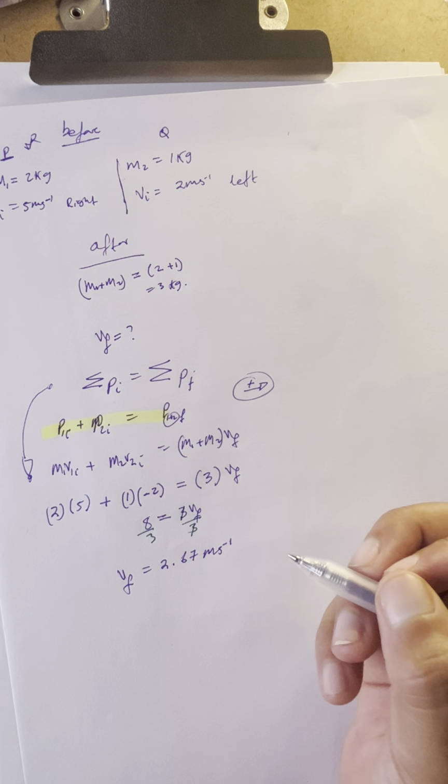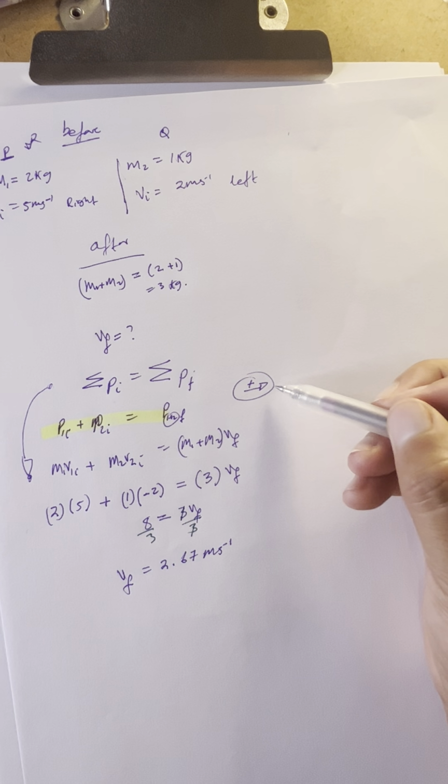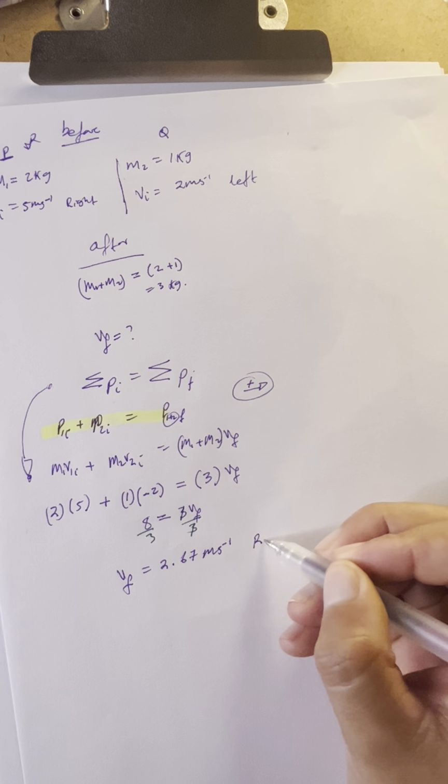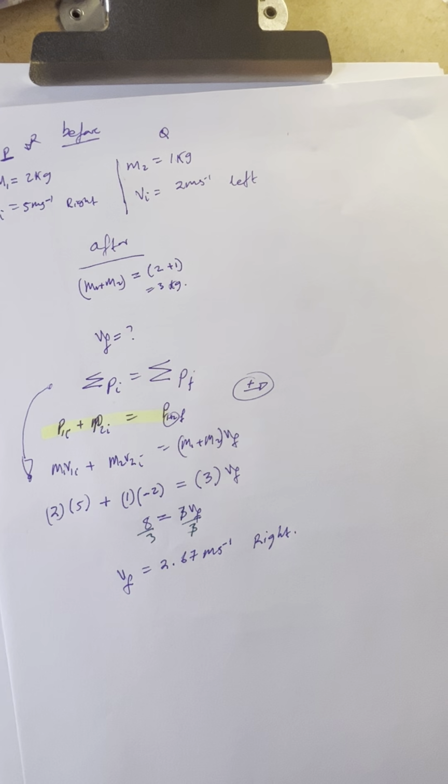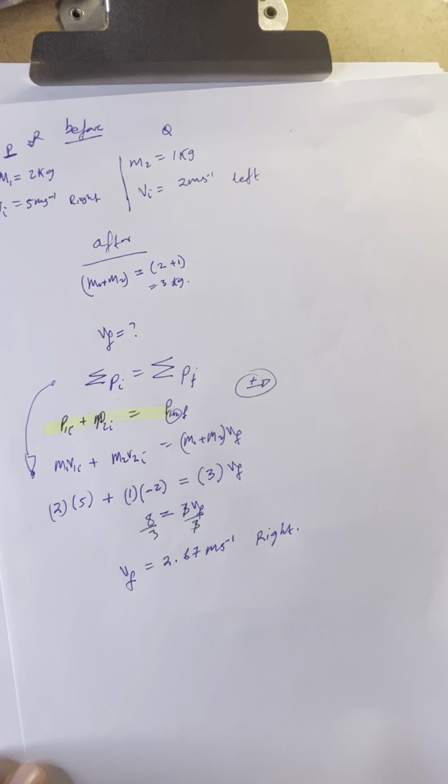Our answer came out as positive. So we remember that we chose to the right as positive, so it means the direction of our velocity is right. Remember to write the direction for all the vector quantities. Whenever what you're calculating is a vector quantity, write the direction, please. So we are done with question number 1.